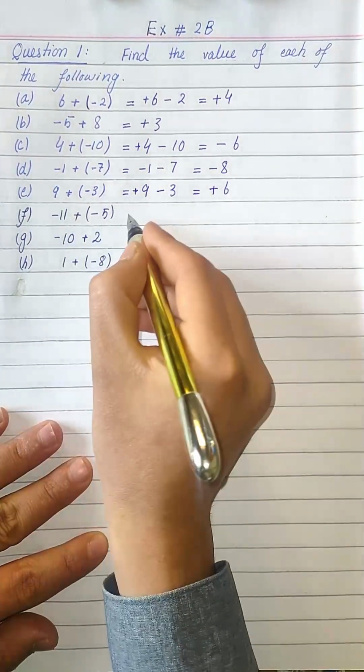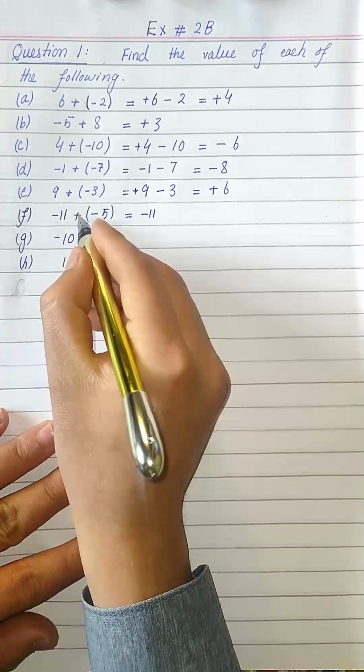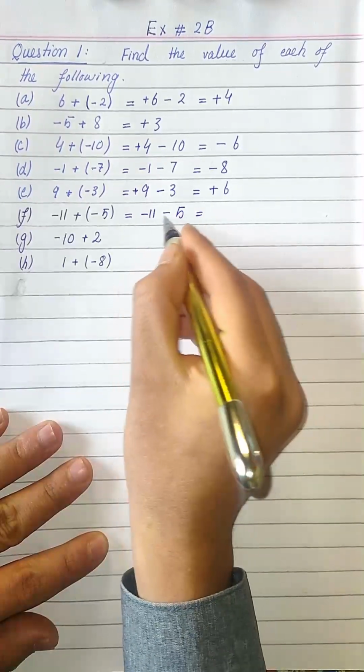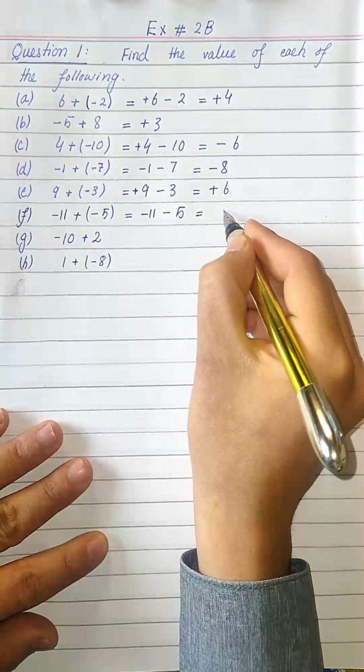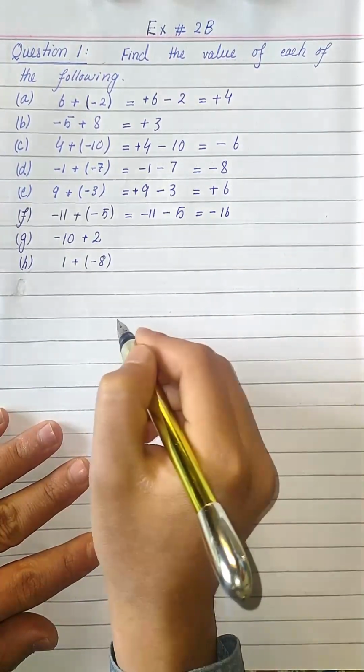And then in part F, we have minus 11 plus times minus 5. So plus times minus will be minus 5. Here both of the values have the same sign, so we are just going to add the values. 11 plus 5 is 16, and we are going to write the minus sign as it is.